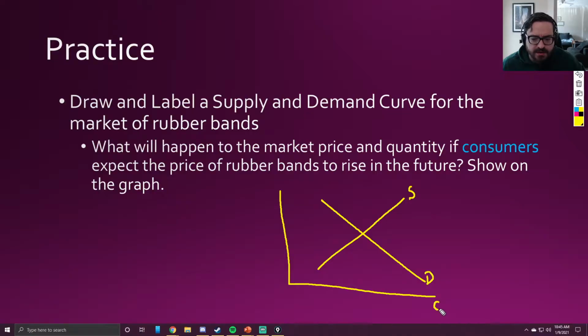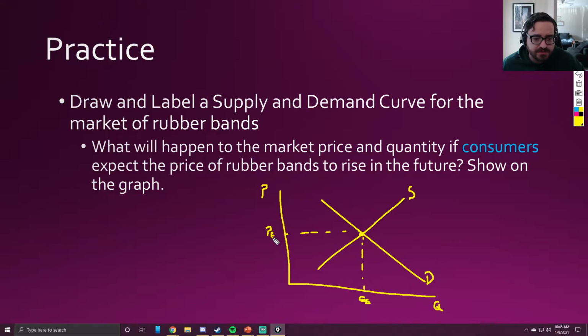It actually turned out okay. Quantity and price. So this is my little starting point graph. I want you to draw what happens on this graph if consumers, specifically and only consumers, expect the price of rubber bands to rise in the future.